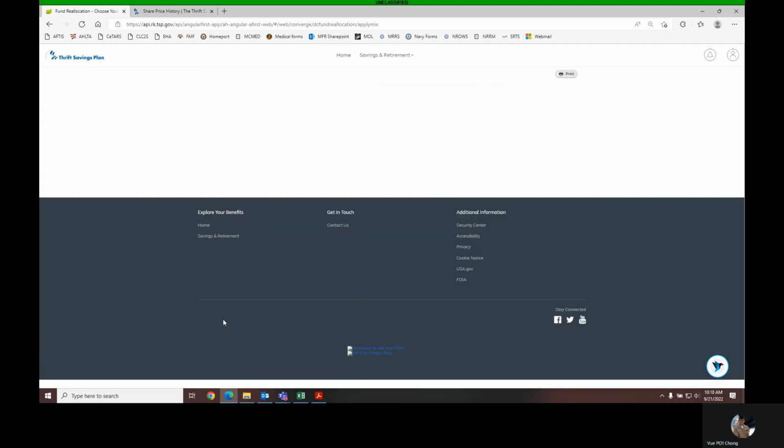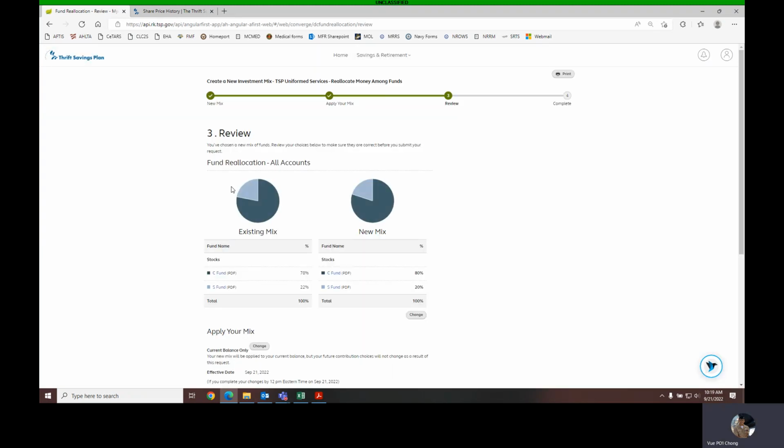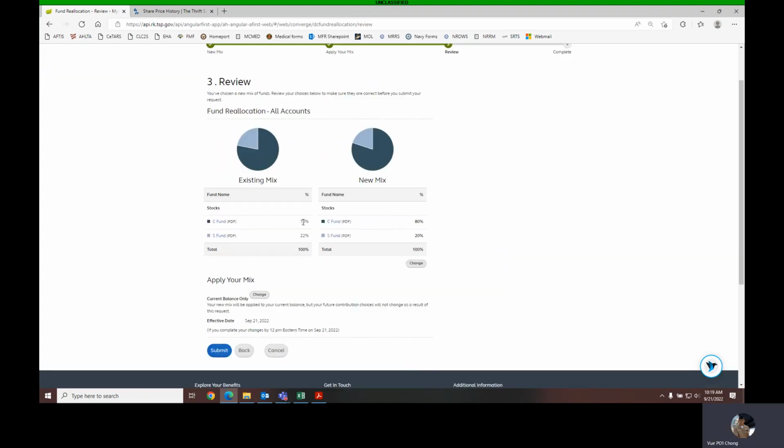We'll hit continue. Current balance only is what we want to do. If you want to stay 80-20, so like if you want to buy into it next month at the same price, 80% in C and 20% S, you can do current and future. But since mine is different, I'm going to do current balance only. Continue. And you'll see that your existing mix will change into a new one. So again, mine was at 78 and 22%. But if I want to redistribute it to 80-20, that's what I would do. At the moment, I'm going to leave mine here.